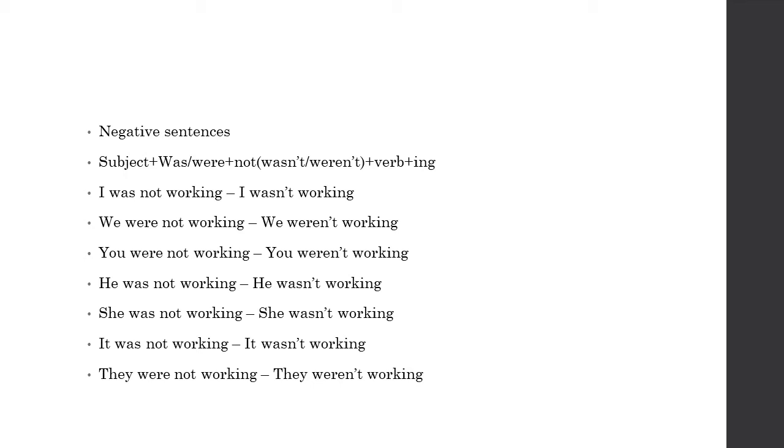And let's look at the contraction straight away, so that will be easier. This is how we use it in conversational English. You don't say I was not working all the time. You just contract it and make it easy flowing. So you say I wasn't working, we weren't working, you weren't working, he wasn't working, she wasn't working, it wasn't working, they weren't working.